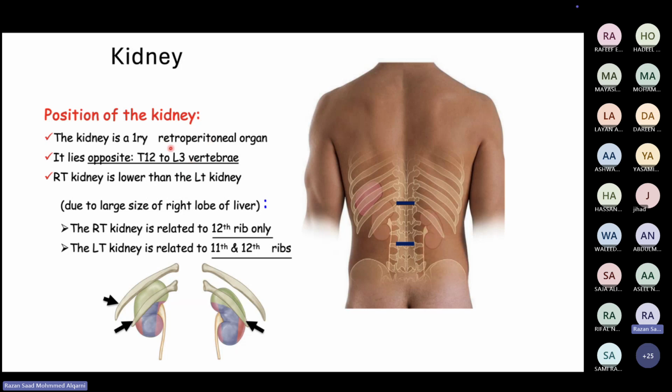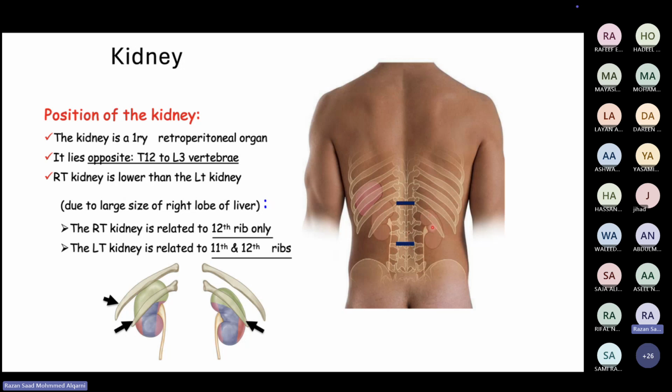What is the meaning of retroperitoneal? Retroperitoneal means it's going to lie in the posterior part of the peritoneum. It's going to lie behind the peritoneum, which is the covering of the GIT system. Also, the kidney is going to be in the posterior part of the body, behind the GIT system. Again, it lies between vertebra T12, thoracic 12, till number 3.